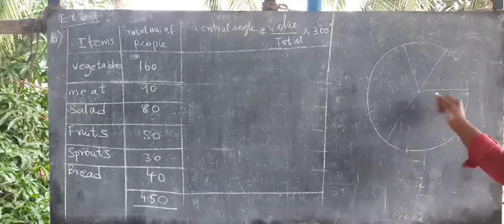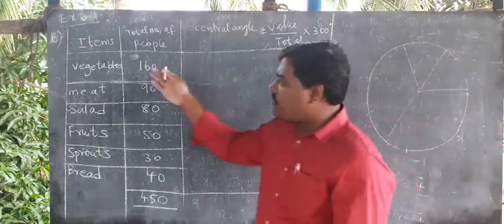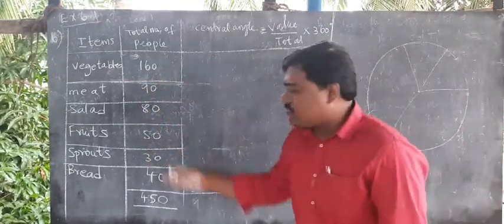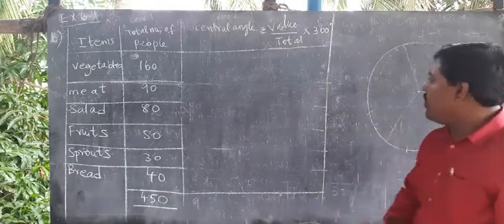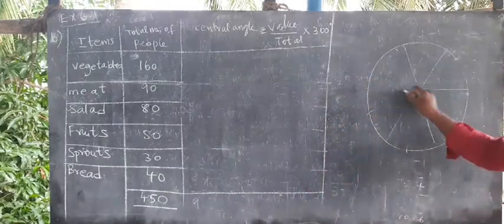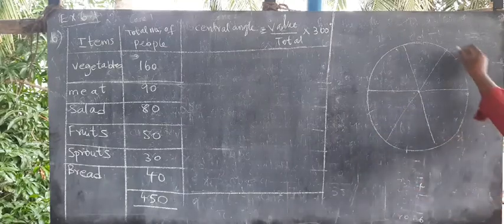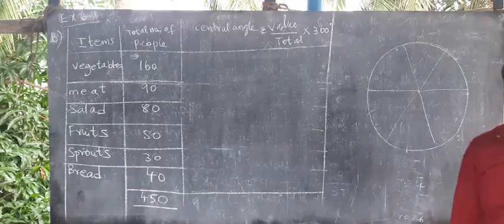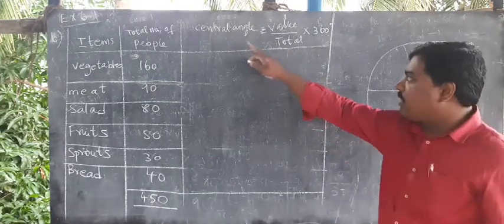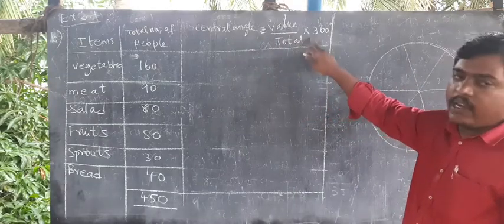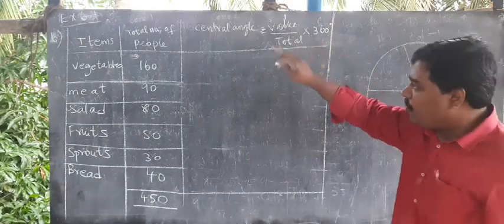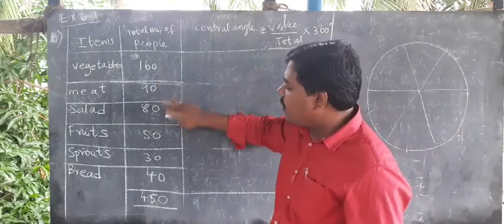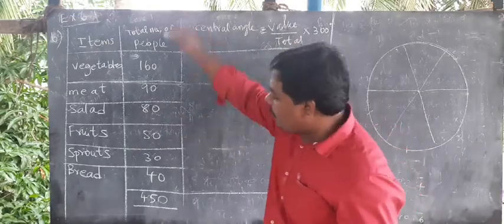So, how do we calculate for people who buy the vegetables, meat, salad, bread like this? These are the given data, right? Here, how do we mention it in the pie chart in degrees? In a pie chart, the circle is one, and the degree of the circle is 360 degree. So, the formula is center angle equals value by total into 360 degree. What is value? Value of the component. This is one component. 160 is the value here, 90 is the value here, 80.